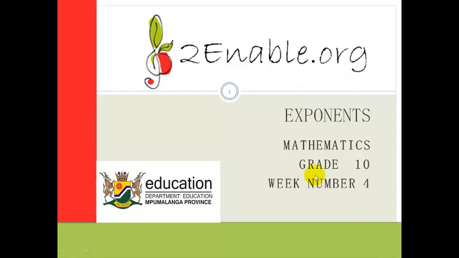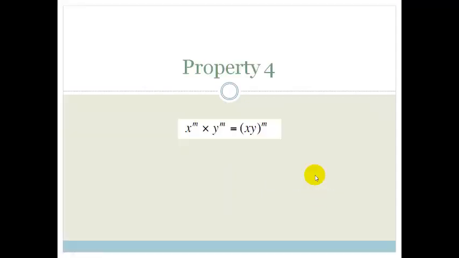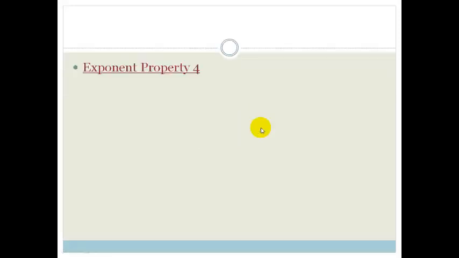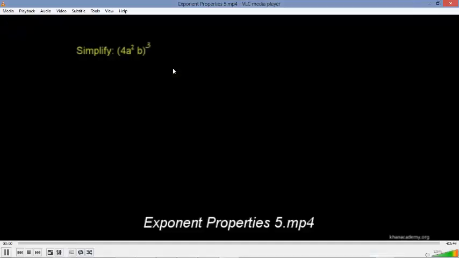Good day, grade 10s. In today's lesson on exponents, we're going to be looking at the fact that if we take x to the m and we multiply by y to the m, it's the same as taking the product of x and y and all to the power of m. So let's watch the little video.